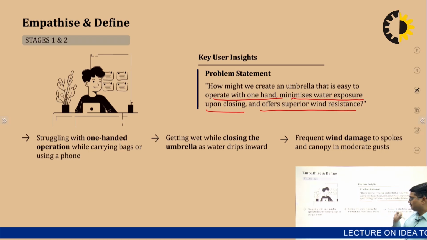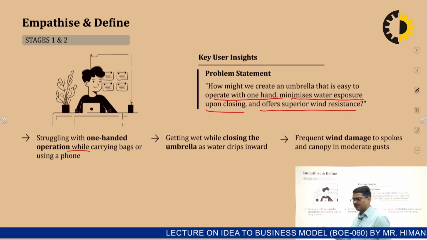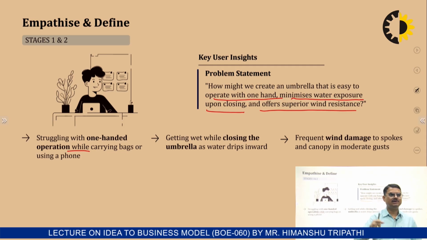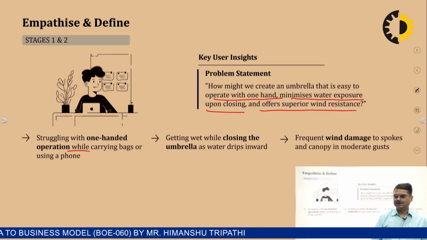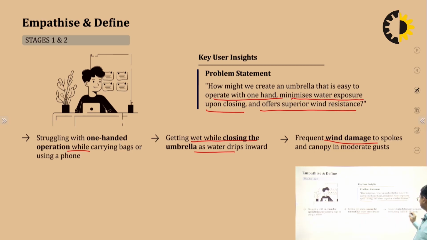So how did we come up with this problem statement? These are the basis. Struggling with one-handed operation. I have seen users who are struggling, carrying their bags in one hand with the umbrella, and they may not be able to close down or handle that umbrella so efficiently. Then getting wet while closing the umbrella as water drips inwards. That was our main problem statement. And frequent wind changes, damages to spokes and canopy in moderate gusts. So these are the things.